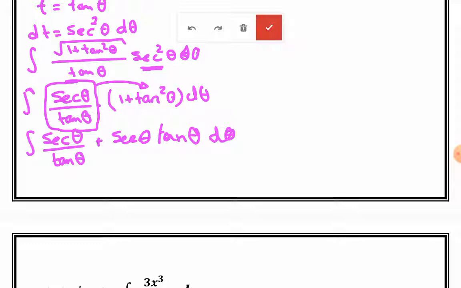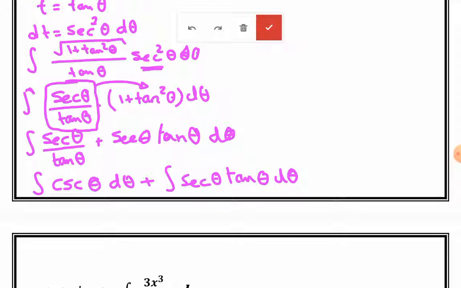Secant over tan is cosecant, because secant is 1 over cosine and tan is sine over cosine, so we can simplify this to the integral of cosecant theta d theta plus the integral of secant theta tan theta d theta.